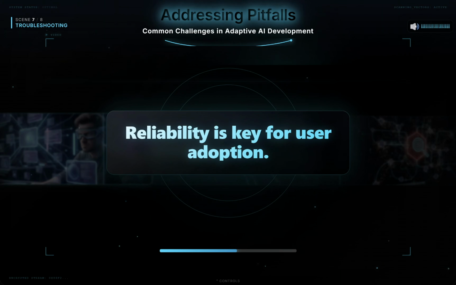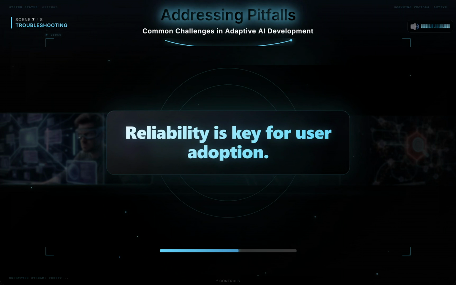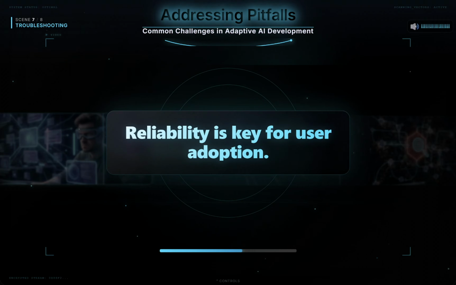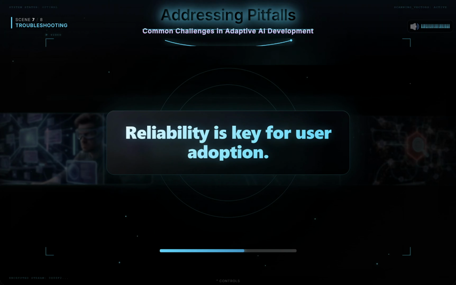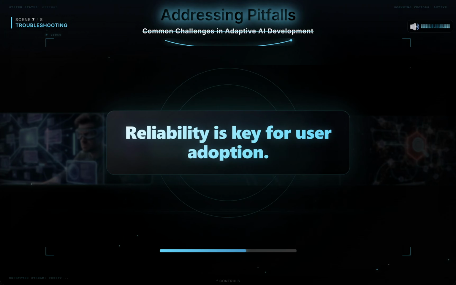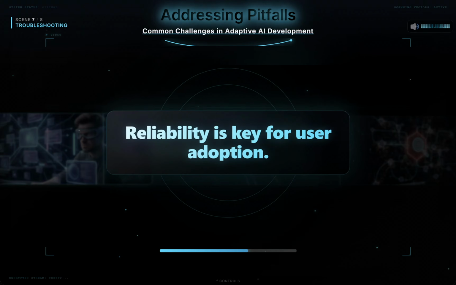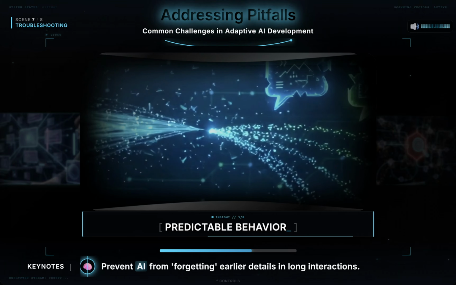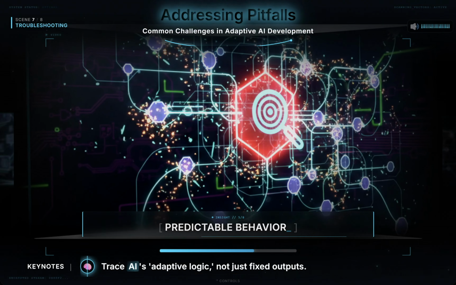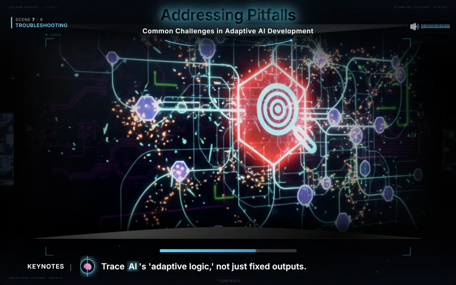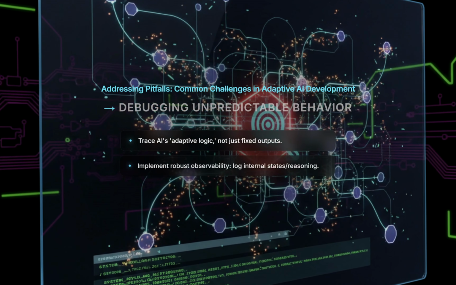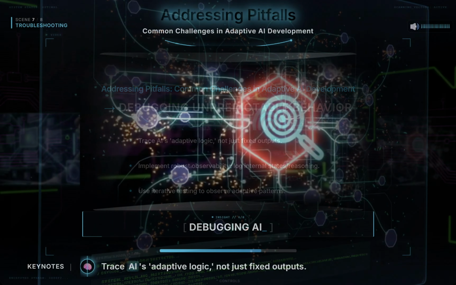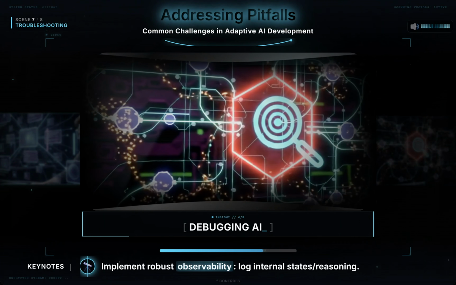This isn't just a developer concern. It fundamentally impacts the user experience that product managers are striving for, and ensuring coherence over time is key to broader adoption. Finally, debugging unpredictable behavior can feel like trying to debug a mind, not code. Since adaptive AI, by its nature, doesn't always follow a fixed path, its outputs can be harder to trace back to specific inputs. It's less about step-by-step execution and more about understanding why its analysis adjusted a certain way.